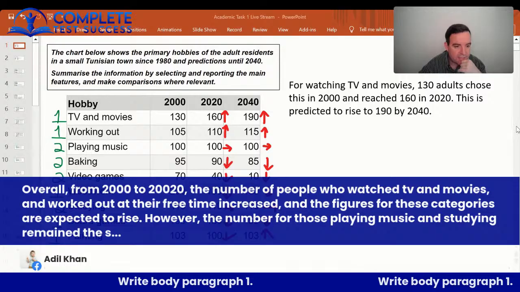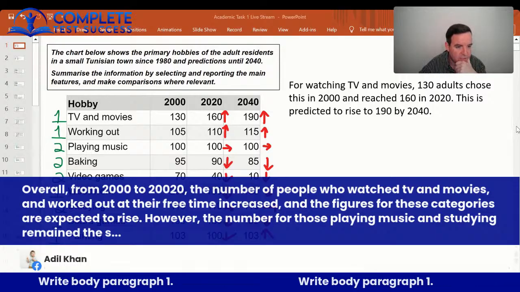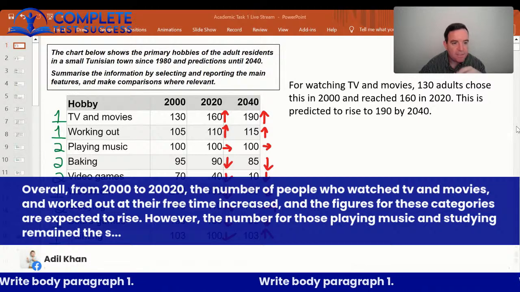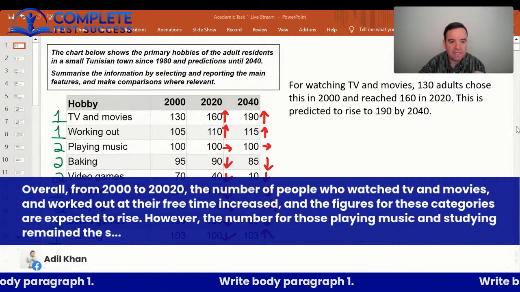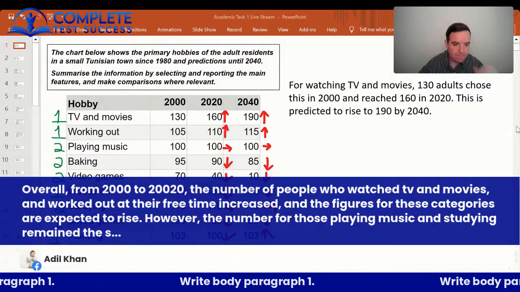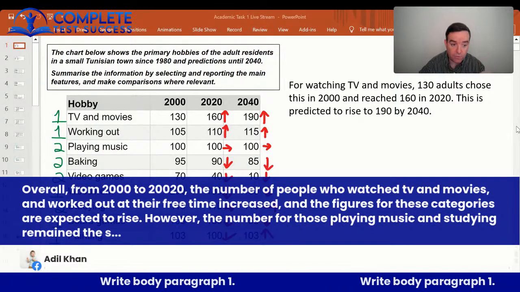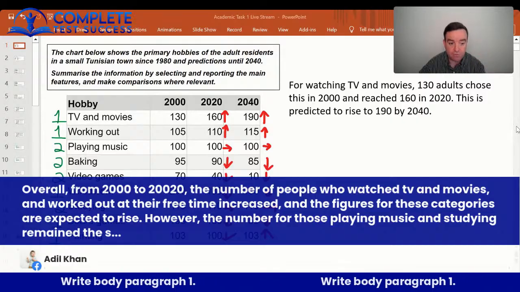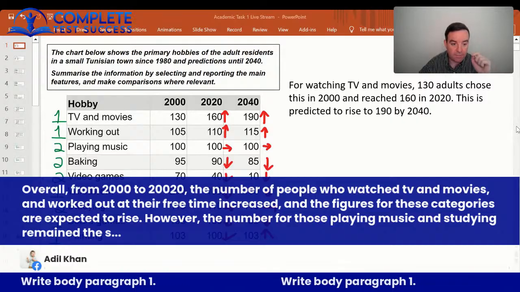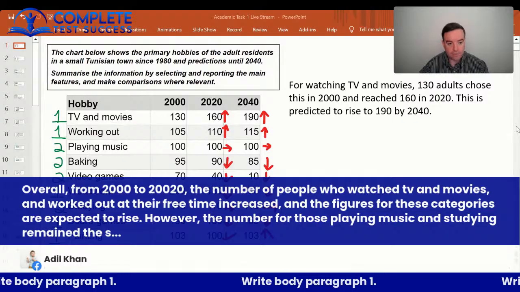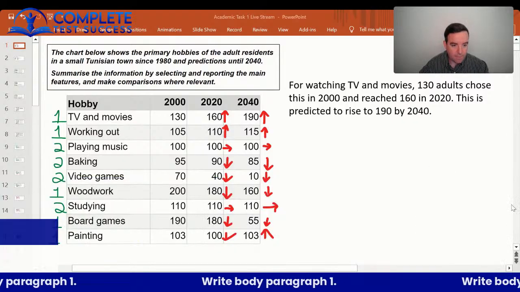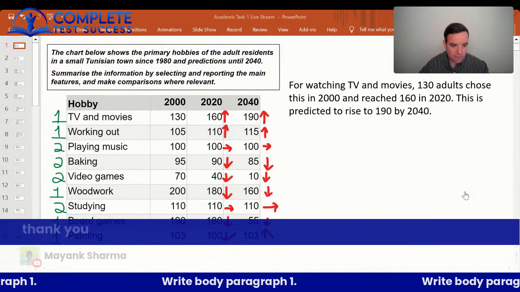Good. "Other activities witnessed falling trends from 2000 to 2020, and their values are forecast to decrease further." I think instead of saying "other", you would say "all of the other", just to make it clear that we're not talking about some other ones, we're talking about all the other ones. And then you said, "with the exception of painting, for which popularity is predicted to go up." Good. Mayank, sure, you're welcome, no problem.